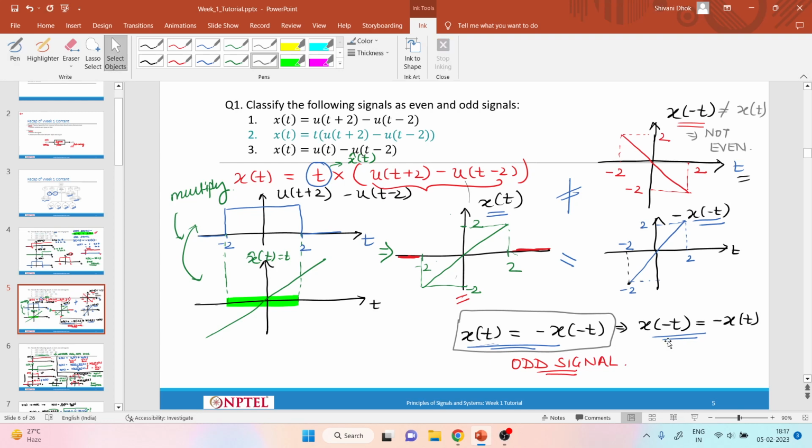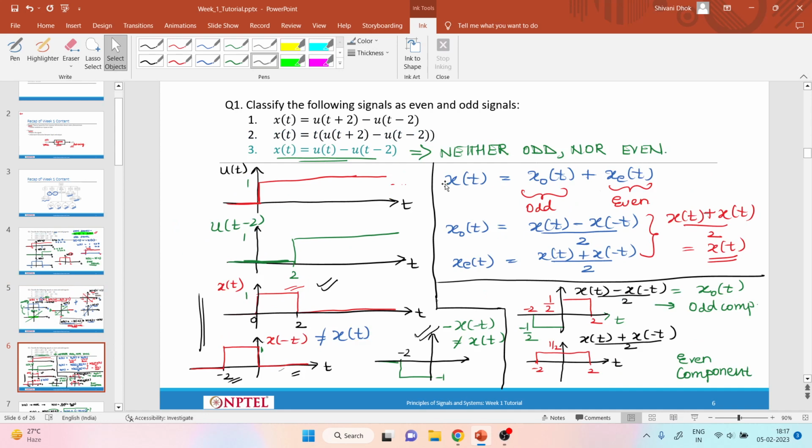But in the third example which we saw, we found that it was neither an odd nor an even signal. So here your signal was x of t is equal to u of t minus u of t minus 2. And if I subtract these two signals point by point, this is the x of t that I obtain.